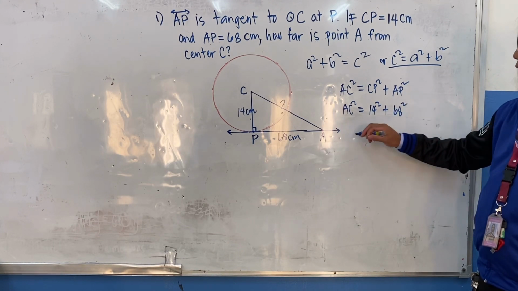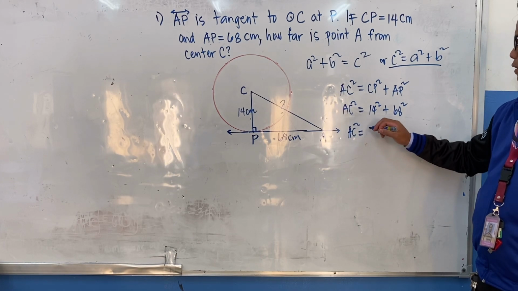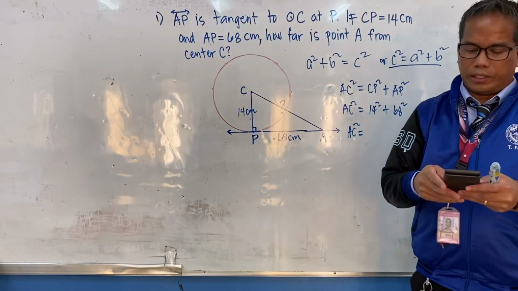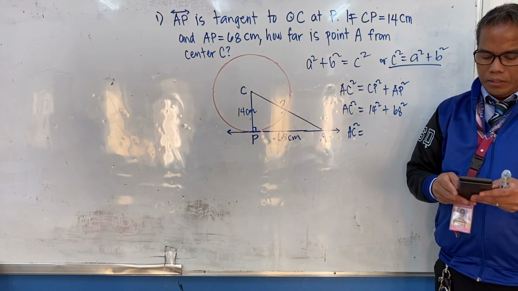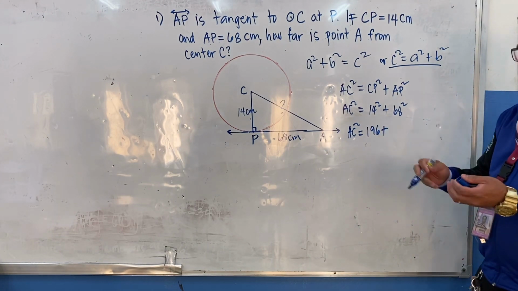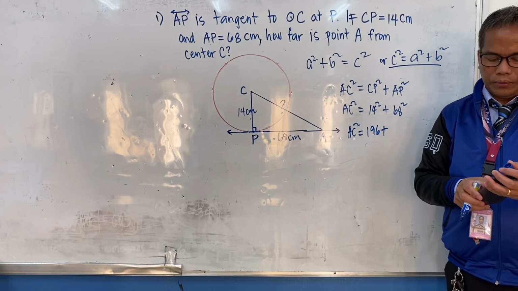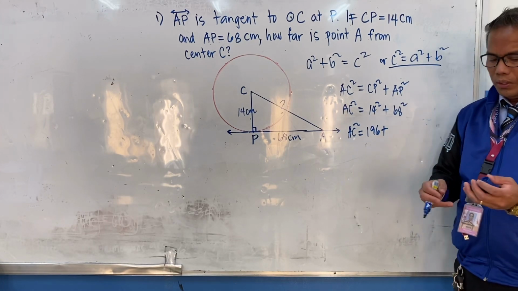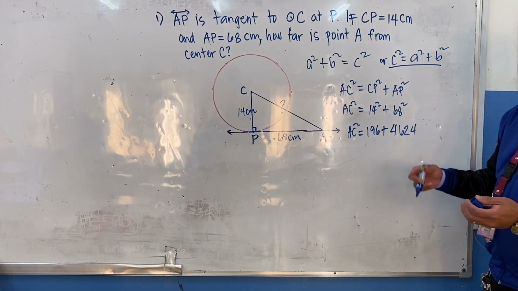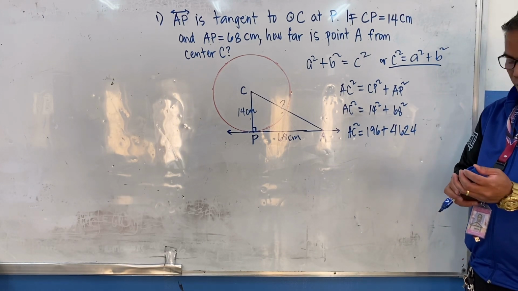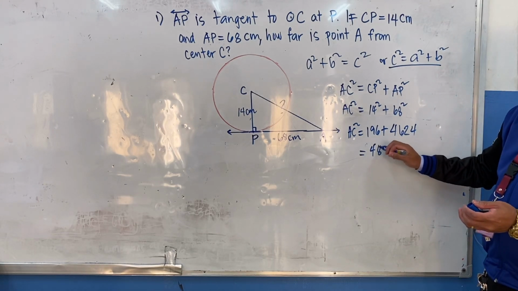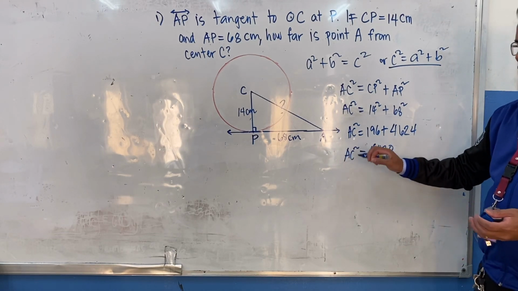AC squared is equals to 14 squared plus 68 squared. Then AC squared equals 14 times 14. You can use your calculator. So it's equals to 196. Then plus 68 squared, which is 4,624. Then adding the two, it is equals to 4,820. So we have AC squared here.